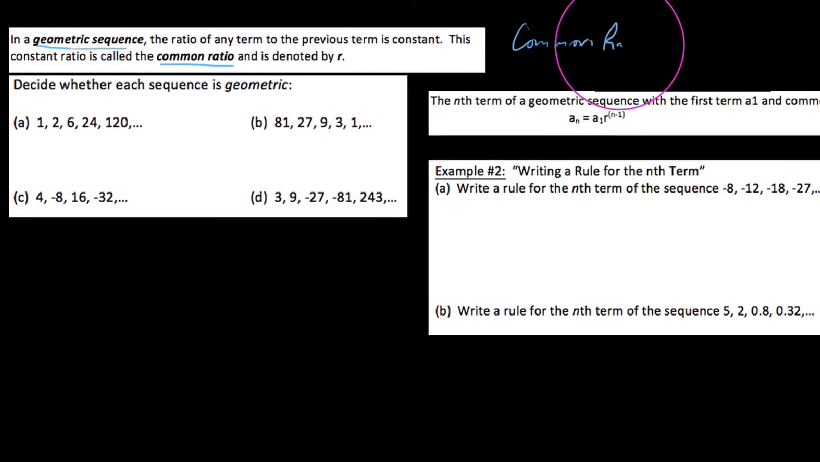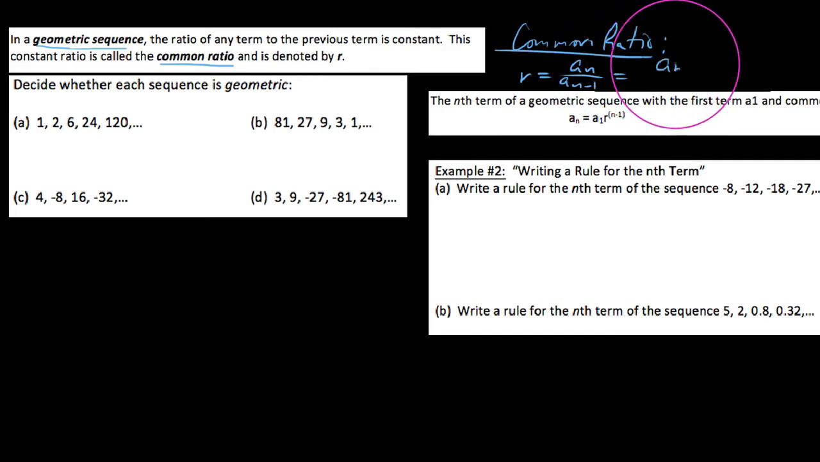When you think about common ratio, a ratio is like a division problem. So basically the common ratio R is what you get when you take the nth term and divide by the term right before it. We could find this with A4 divided by A4 minus 1, which is A3. Or we could take the 100th term, A100, and divide by the term right before it, A99.